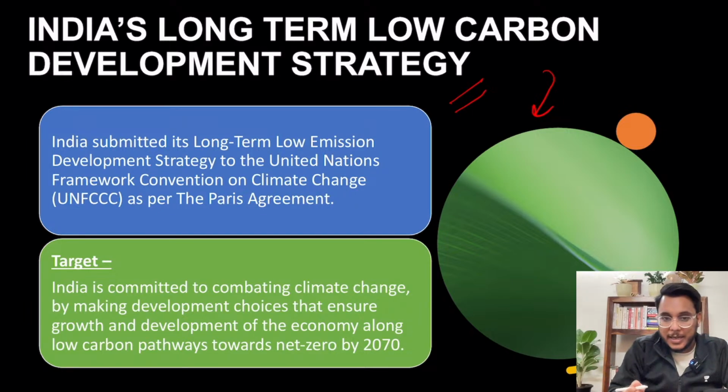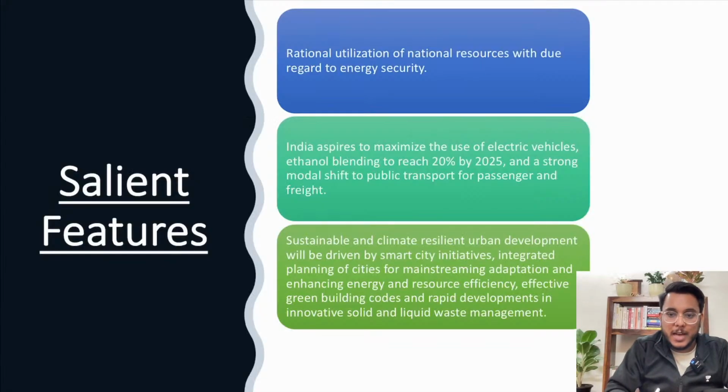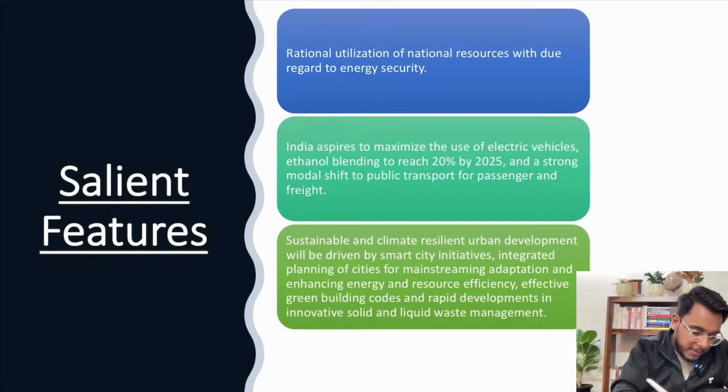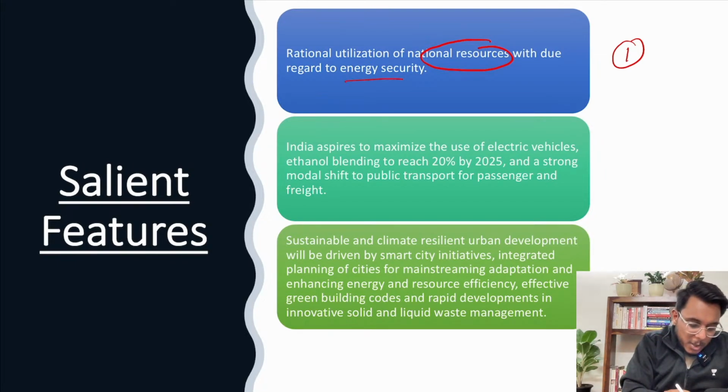It is based on certain target principles. Number one, India is committed to combat climate change. India is going to make development choices in such a way that we grow and at the same time we become net zero by 2070. Now, what are the important features? Number one, India will focus on rational utilization of natural resources, coal, other fossil fuels, and other resources. We will be using them rationally. Energy security is something which needs to be prioritized.